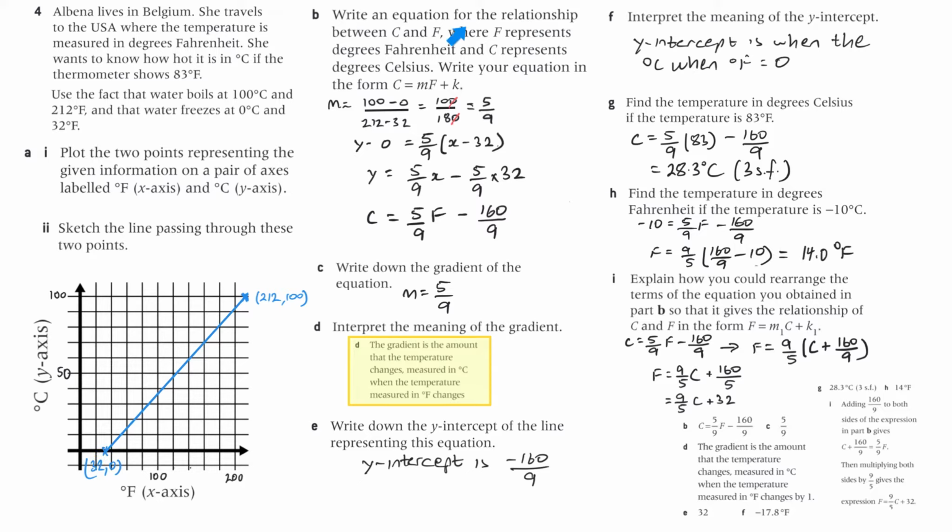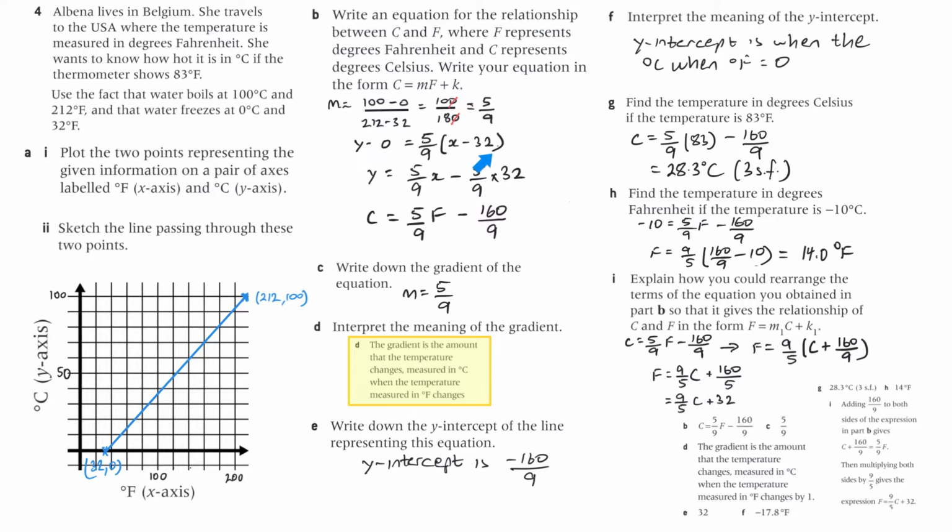B. Write an equation for the relationship between Celsius and Fahrenheit, where F represents degrees Fahrenheit and C represents degrees Celsius. Write your equation in the form C equals mF plus K. Well, the first thing is to find the slope of this line. We can do that by using y2 minus y1, so that's 100 minus 0, over x2 minus x1, that's 212 minus 32. That becomes 5 on 9.